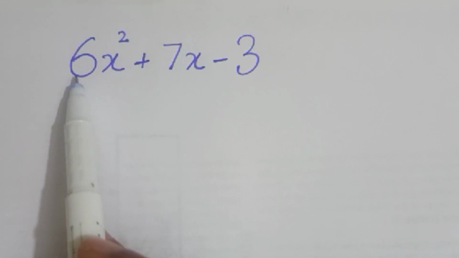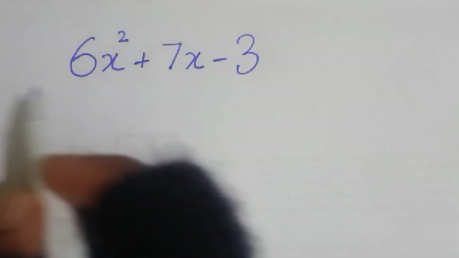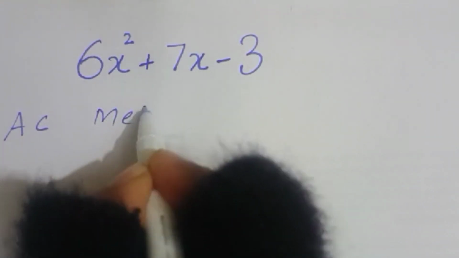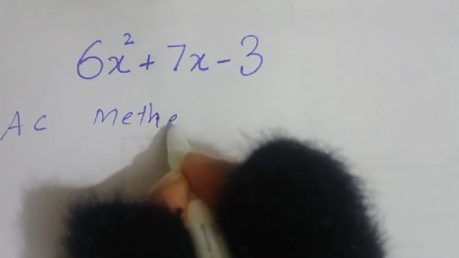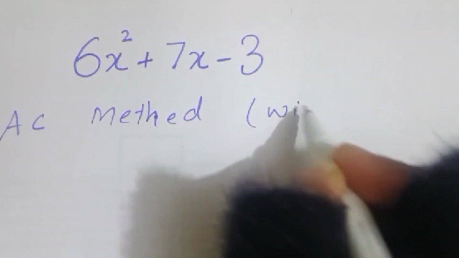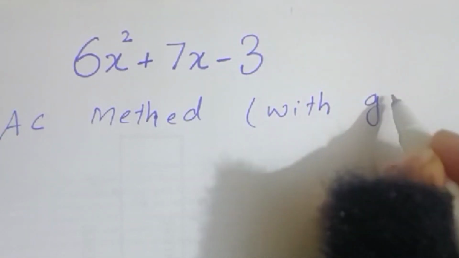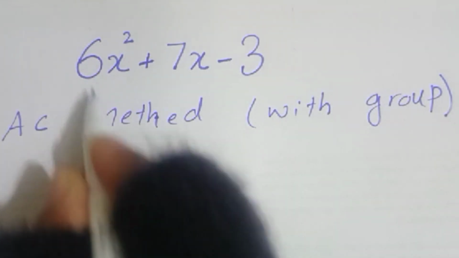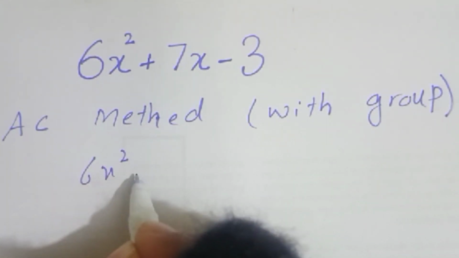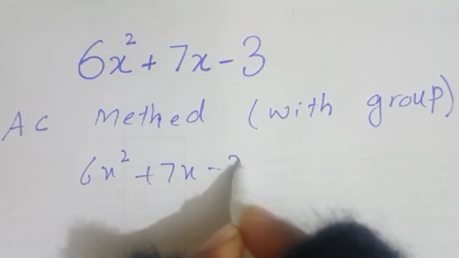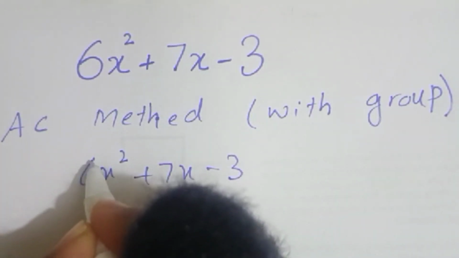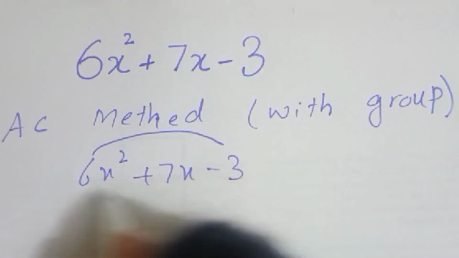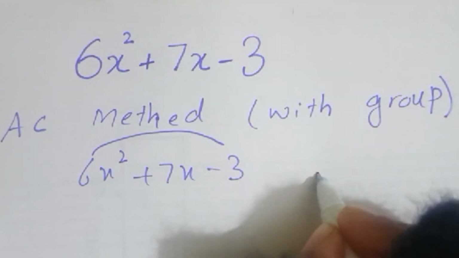First of all, we use a method called the AC method with grouping. In this method, our question is 6x squared plus 7x minus 3. Look at this: it's a 6 and it's a minus 3. If we multiply 6 and minus 3, we get minus 18.